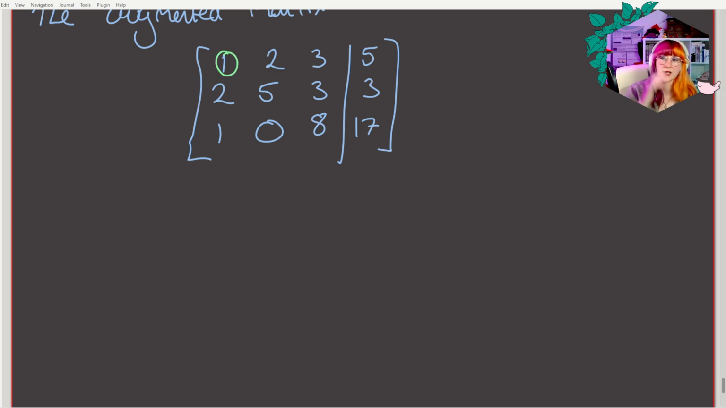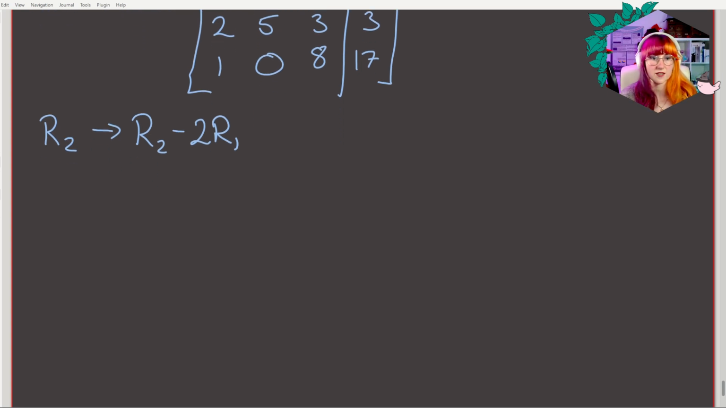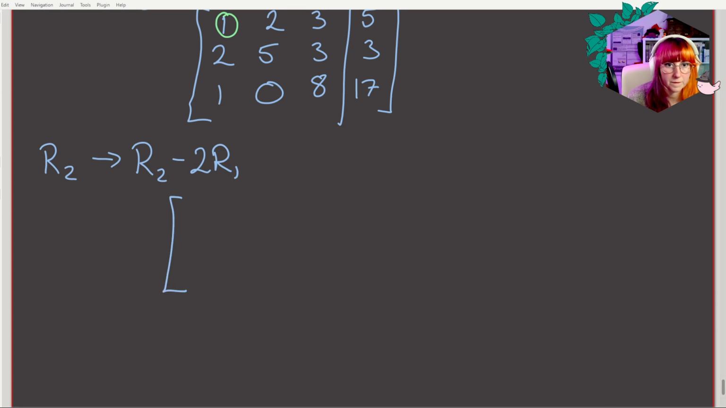So now we just need to make everything beneath it 0. So we'll do R3 goes to R3. Do I want to do that first? Actually, let's do R2 first. So we'll work down procedurally. So R2 goes to R2 minus 2 R1, and that'll get rid of that 2 underneath it. So leaving everything else alone in this matrix, 5 and 1, 0, 8, 17.